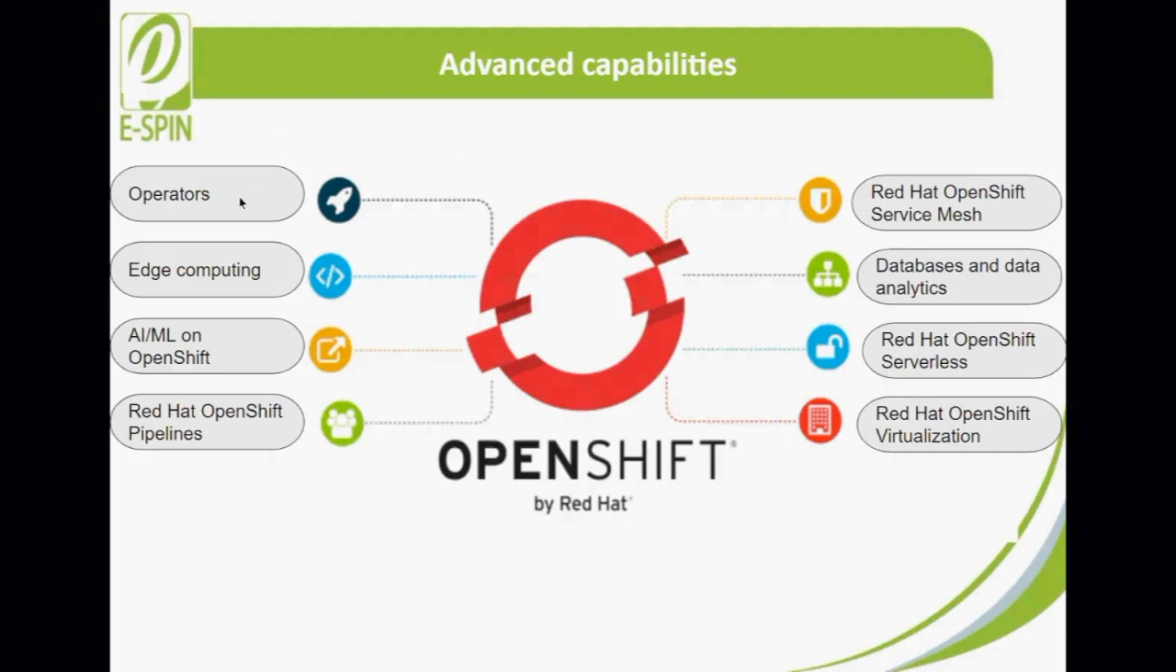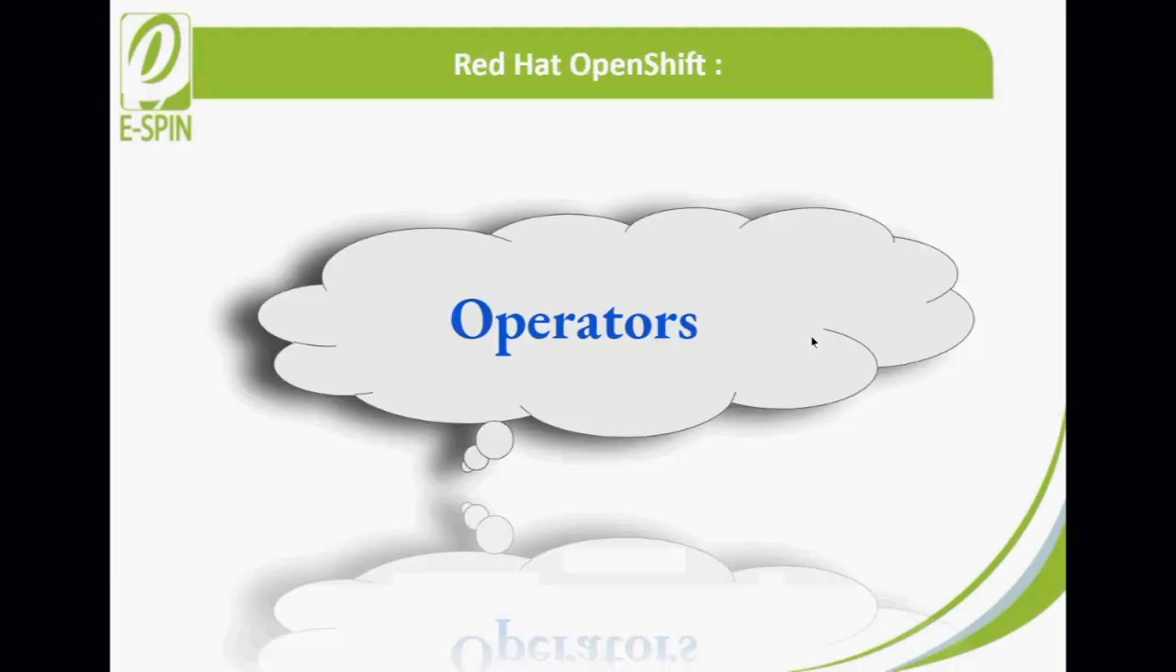There are 8 things about the advanced capabilities of Red Hat OpenShift. It contains operators, edge computing, AI/ML on OpenShift, Red Hat OpenShift pipelines, Red Hat OpenShift service mesh, databases and data analytics, Red Hat OpenShift serverless, Red Hat OpenShift virtualization. Operators provide automated installation, upgrades, and lifecycle management for every part of your container stack, providing a more secure and up-to-date Kubernetes application platform with no downtime.